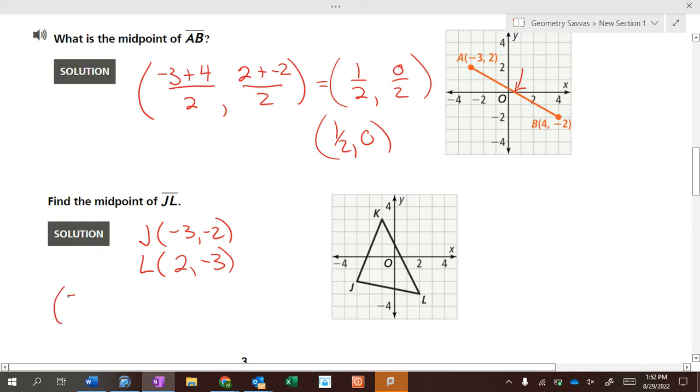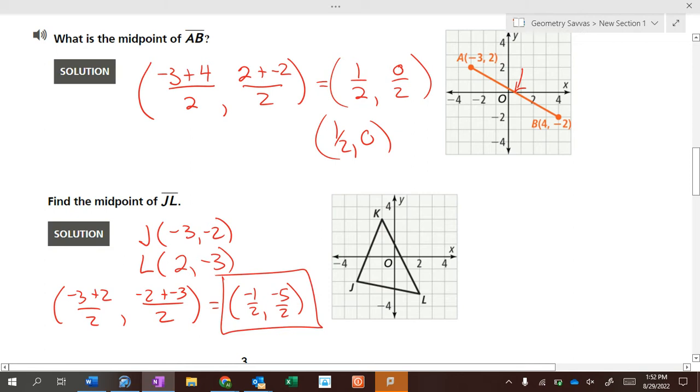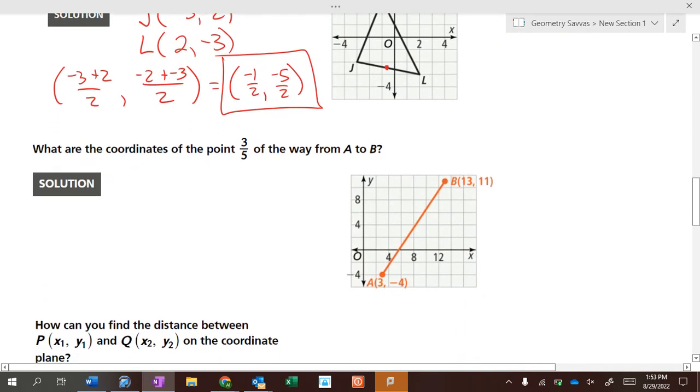So we go -3 plus 2 divided by 2, and -2 plus -3 divided by 2. -3 plus 2 is -1 divided by 2. -2 plus -3 is -5 divided by 2. -5 halves is the same as -2.5. So it's -1/2, -2.5. About right there. That makes sense. Okay.